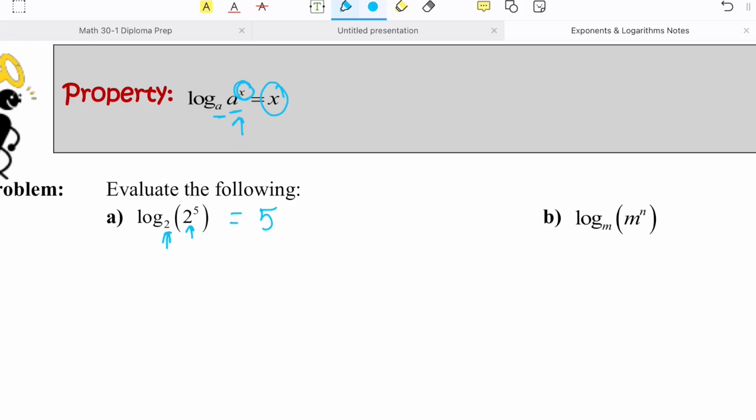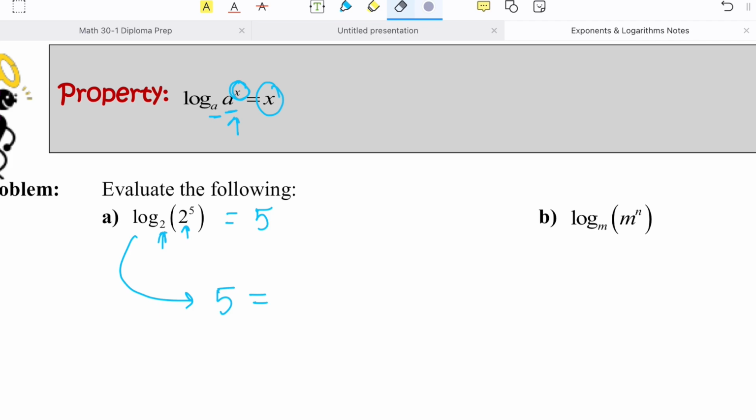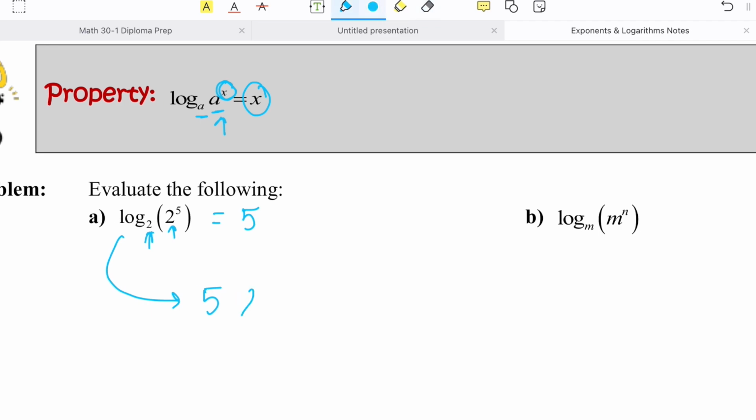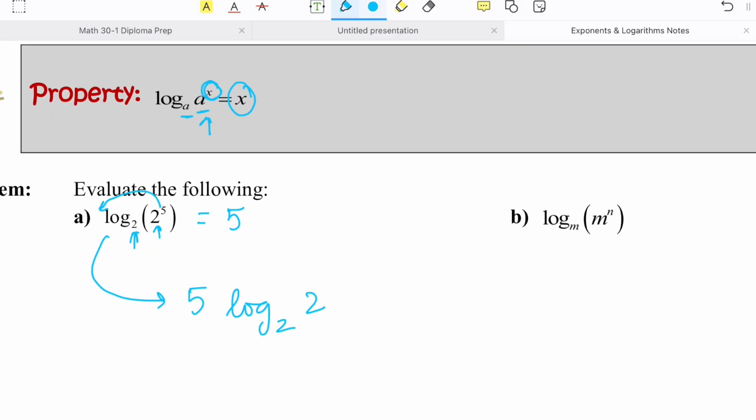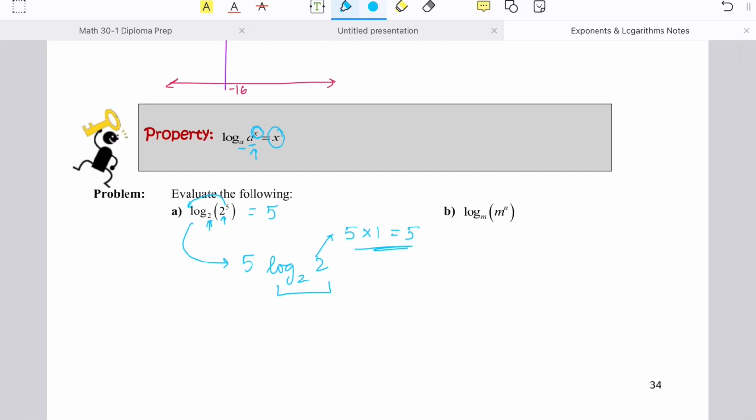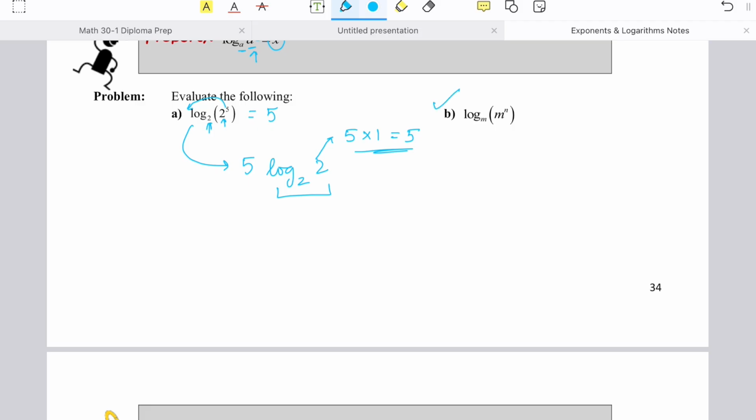Another way of thinking about it is, let's convert this into an exponent. Okay, it's gonna be 5 is equal to, actually it wouldn't really work for this, because it'll be 5 log 2 over log 2, because you can bump that up, and this is just 1, so it'll be 5 times 1, which is just 5. Okay, so that's another way you can look at it. Try doing this question on your own. Your answer should be n.